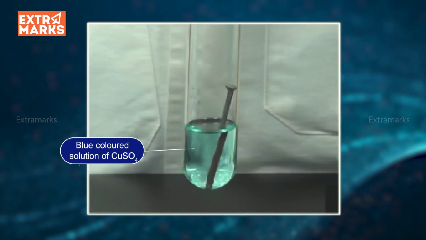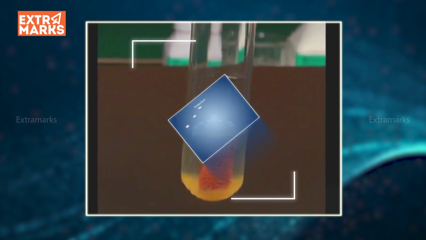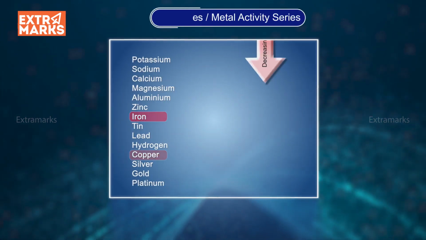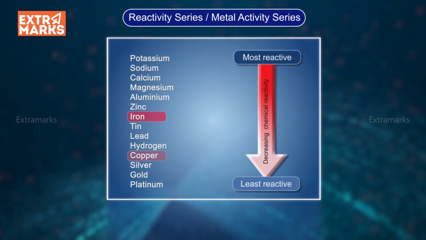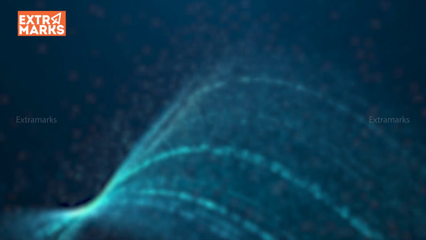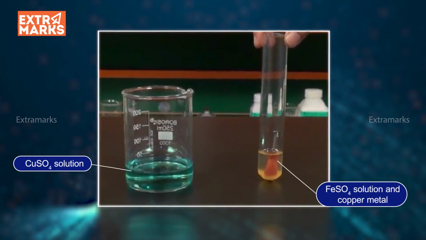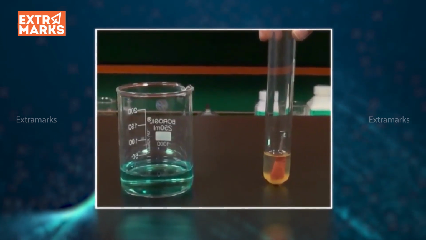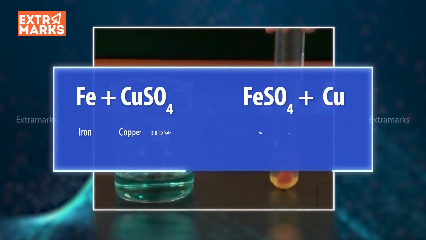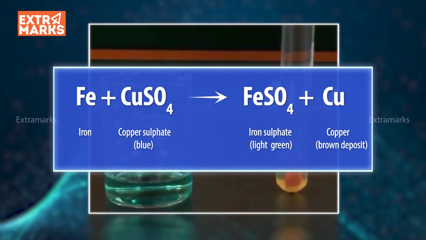The blue-colored solution of copper sulfate changes to light green and a reddish-brown layer of copper is deposited on the iron nail. It happens because iron is placed above copper in the metal activity series and is more reactive than copper. Iron displaces copper from copper sulfate solution. Here, we have observed that the products of the reaction between copper sulfate and iron are iron sulfate and copper.